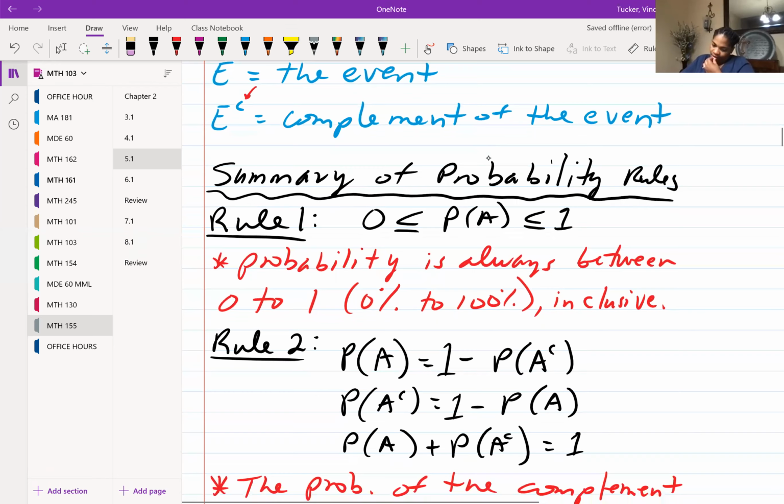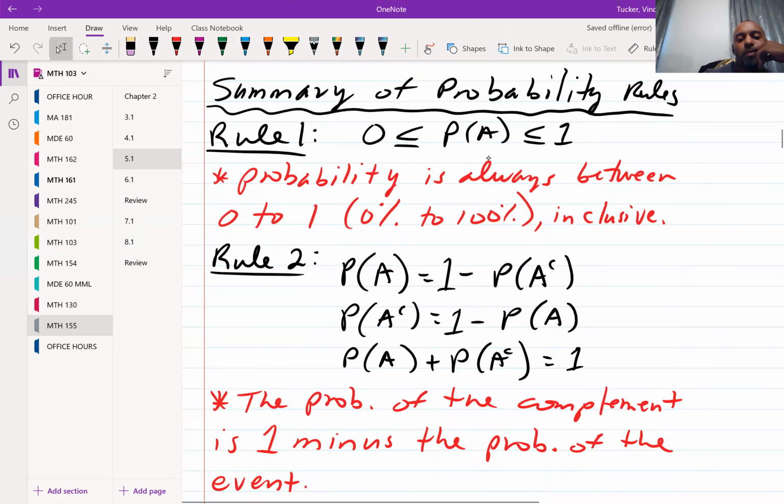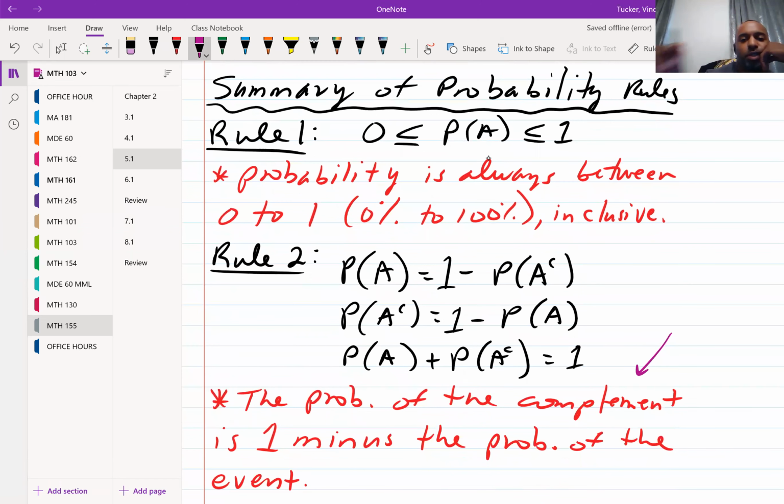All right, going to scroll up some. And this is just putting into words what the symbols mean. The probability of the complement is 1 minus the probability of the event.